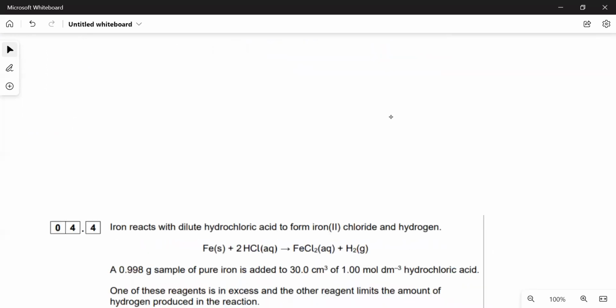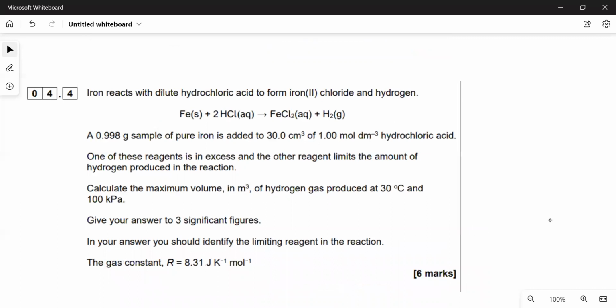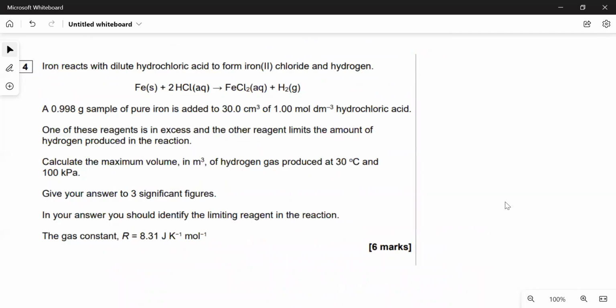Right. Now here we have an ideal gas equation calculation. Iron reacts with dilute hydrochloric acid to form iron chloride and hydrogen. We've got 0.08 grams of that, and 30 centimeters cubed of 1 molar hydrochloric acid. So one reagent is in excess, and we need to work out which one. So let's do the moles of the iron first.